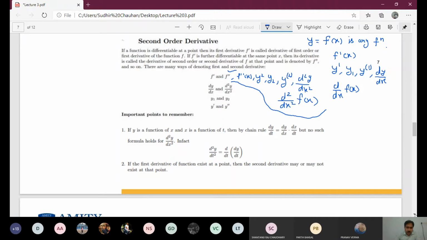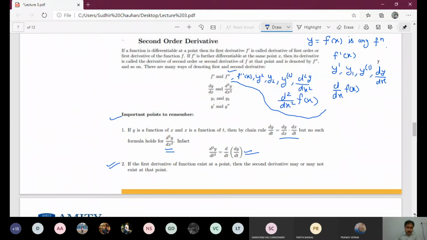Now, there are some important points to remember. Number one, if y is a function of x and x is a function of t, then by chain rule dy by dt can be written as dy by dx times dx by dt. But no such formula holds for second order derivatives. Second order d2y over dt square is d by dt of dy by dt, so we cannot apply chain rule as usual, as we can do in the first order derivative.